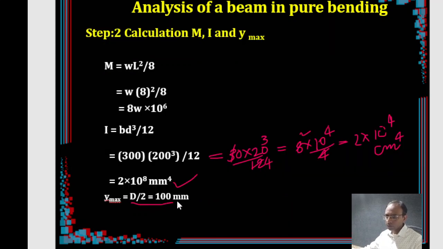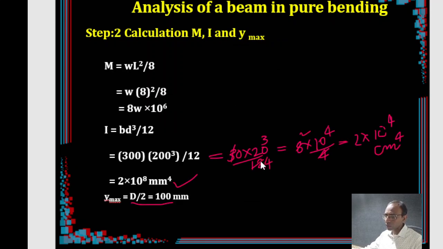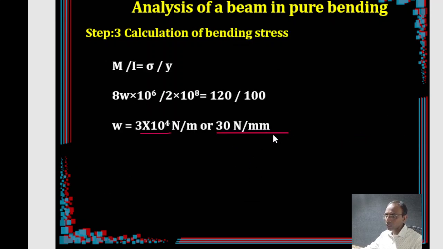So you get that value, simply put it here. The only unknown is w, and this is the value in Newton per mm, because you have converted everything into newtons and mms. So you will be getting finally 30 Newton per mm, which is the same as 30 kilonewton per meter. That means the beam can handle a load of 30 kilonewton per meter over a span of 8 meters, so that the beam material will not be subjected to any more stress beyond 120 Newton per mm square.